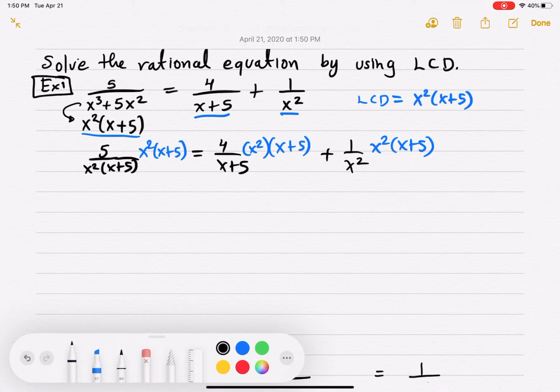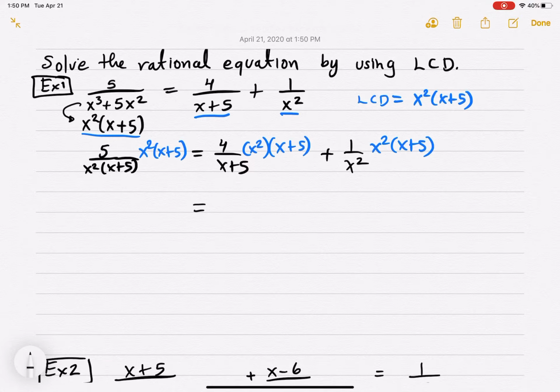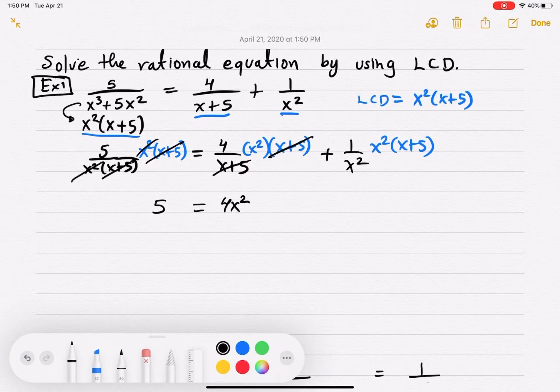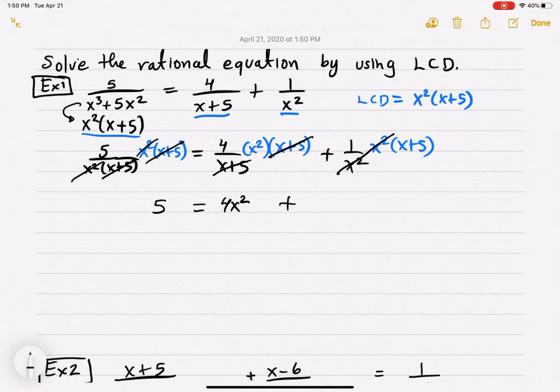Take a look at it. On the first fraction on the left side of the equal sign, the x squared divides with the x squared, and the x plus 5 divides with the x plus 5, leaving us with a nice and easy number to deal with, which is 5. On the second fraction, that x plus 5 divides out with that x plus 5, and it's going to give us 4x squared. I should not be using the word cancel, it's divide out. On the next fraction, the x squared divides out with the x squared, giving us an x plus 5.